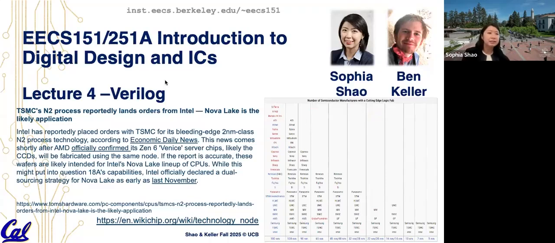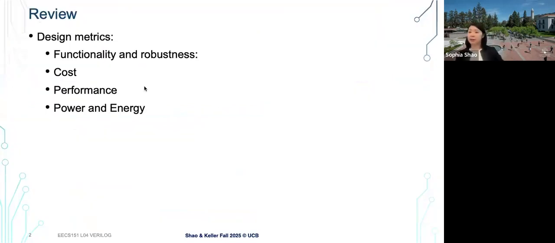With that, let's get back to the topic of the lecture. Quick recap: we talked about different design metrics. We talked about how we guarantee functionality and factor in some of the non-ideal components in hardware design. Very importantly, we also need to consider cost in the design process. And when people talk about PPA, power, performance, and area, all of those are very important when we think about different design trade-offs.